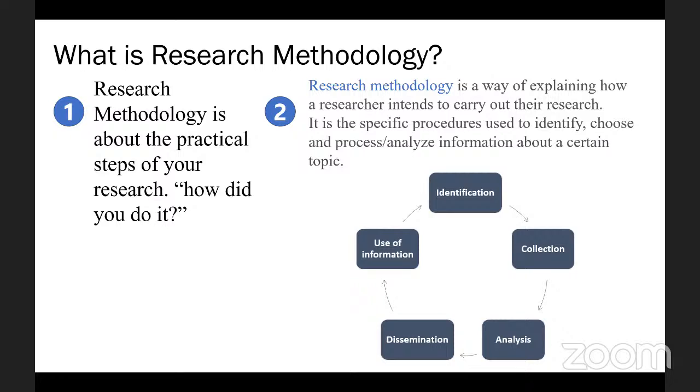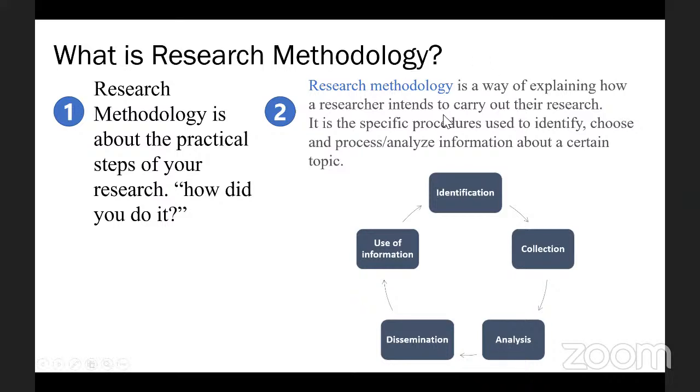So basically, what is research methodology? In some easy words, we can say that research methodology is about the practical steps of your research, that is, how did you do it? If you have a purpose or a task, or you can say an objective, the practical steps which you are taking to perform it are basically the research methodology.